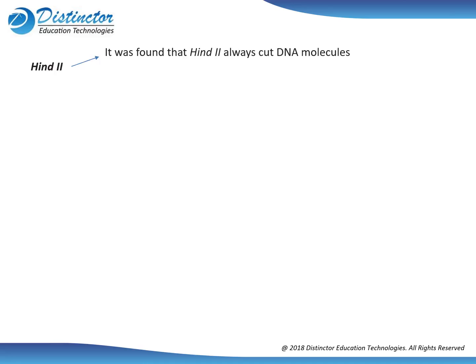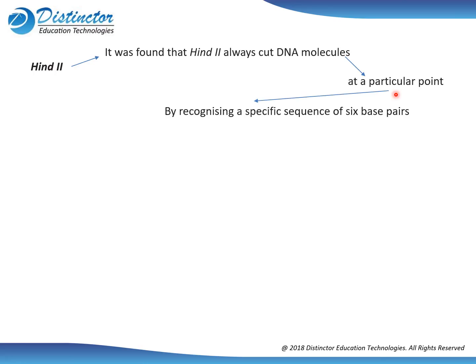It was found that HindII always cuts a DNA molecule, but it cuts the DNA at a particular point, not at every site. It recognizes a specific sequence of 6 base pairs. That 6 base pair sequence is called a recognition sequence. For HindII, the recognition sequence is 6 base pairs.